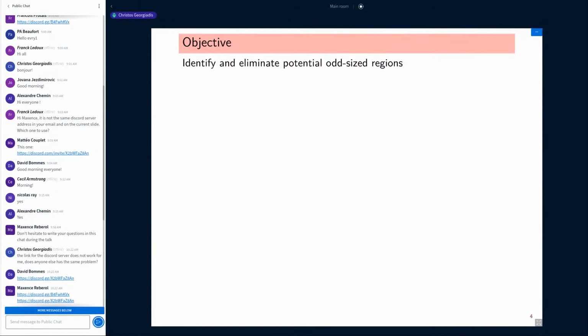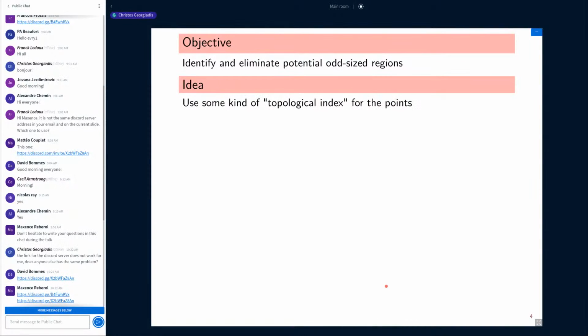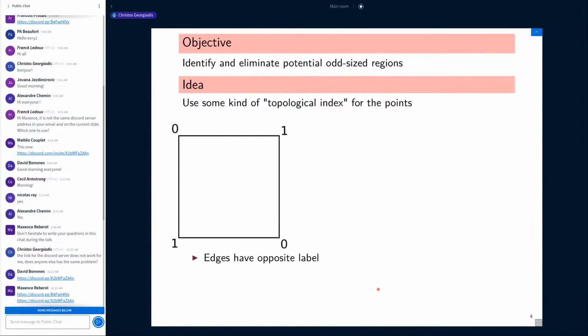The idea is to use some kind of topological index for the points. For example, in a simple quad, we can label the edges of the quad with opposite indices, and this condition holds for the general quad mesh. We can say that we want a quad mesh that can be colored this way. This is not new. It's a two-colorable bipartite mesh. A similar idea was already explored in 2014.